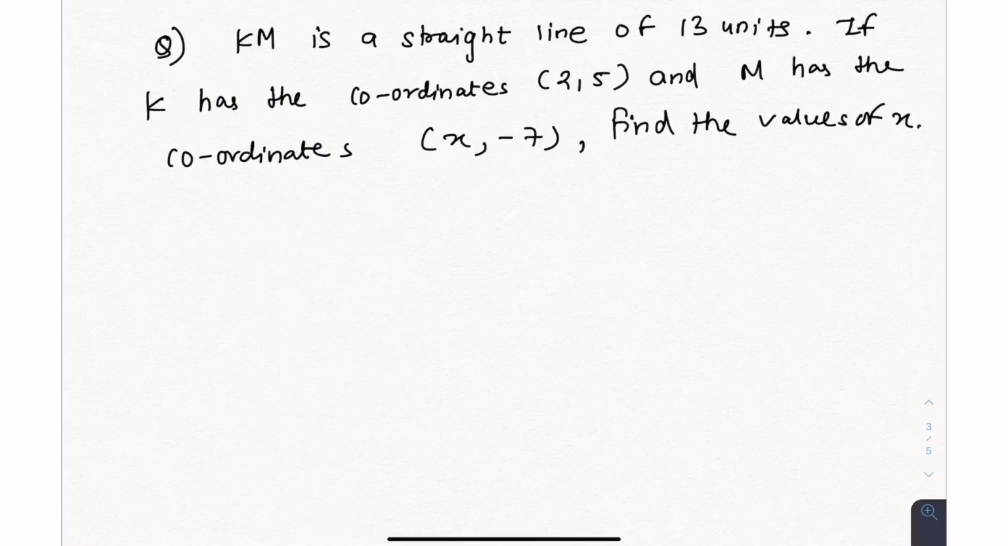KM is a straight line of 13 units. This means the distance or the length of the line is 13 units. If K has the coordinate (2, 5) and M has the coordinate (x, minus 7), find the value of x.